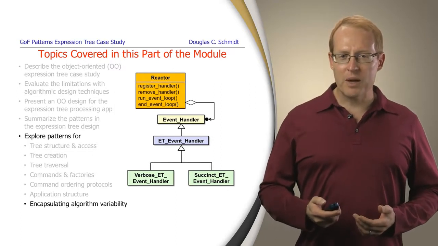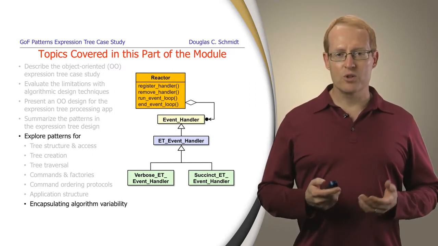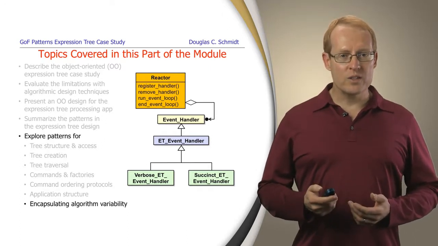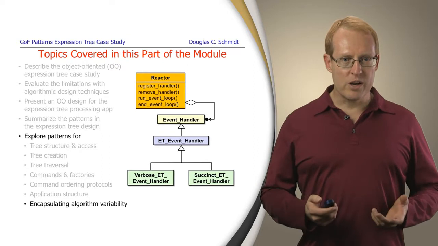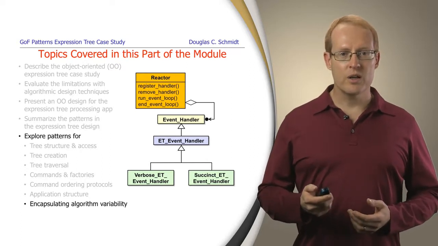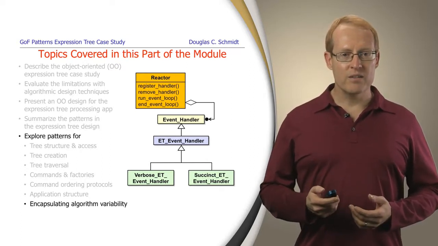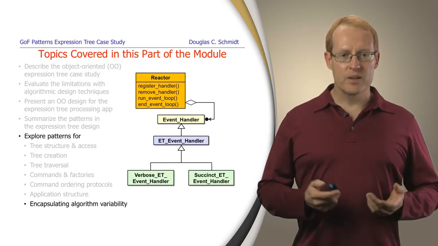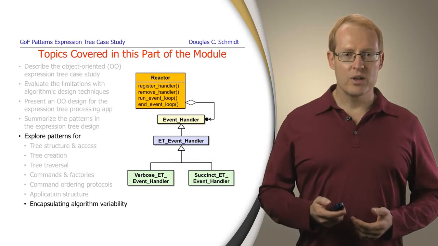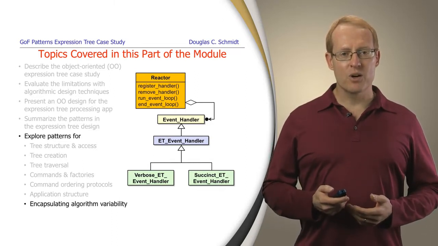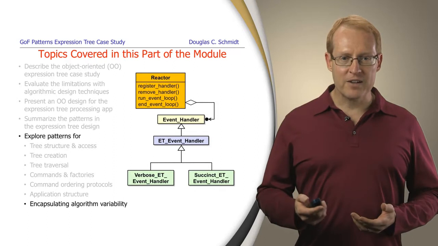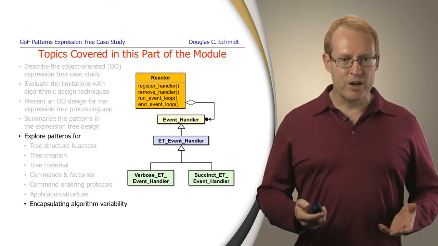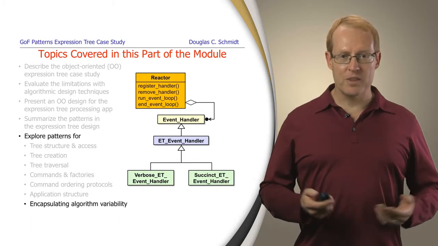We started off by talking about various patterns for tree structure and access, the composite and bridge patterns. We then talked about various patterns for tree creation, such as interpreter and builder. We then talked about various tree traversal patterns, things like iterator, prototype, and visitor. After that, we talked about patterns for creating commands and factories, things like the command pattern and the abstract factory pattern and the factory method pattern.